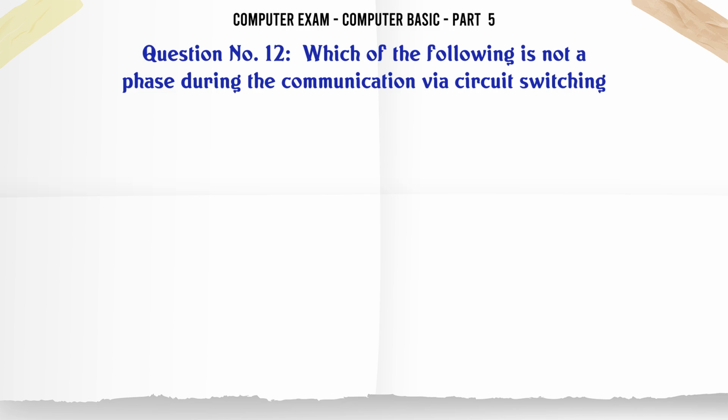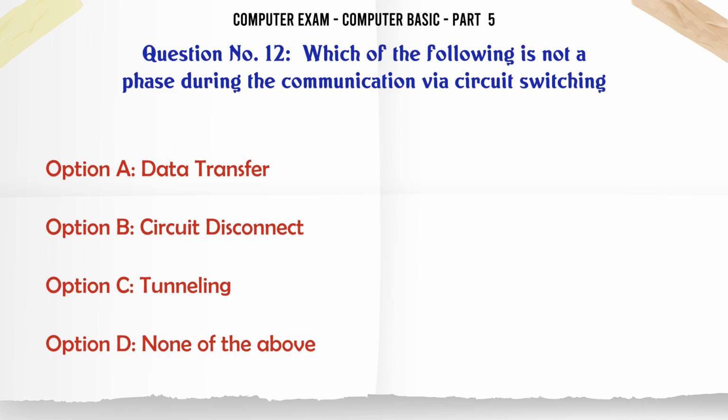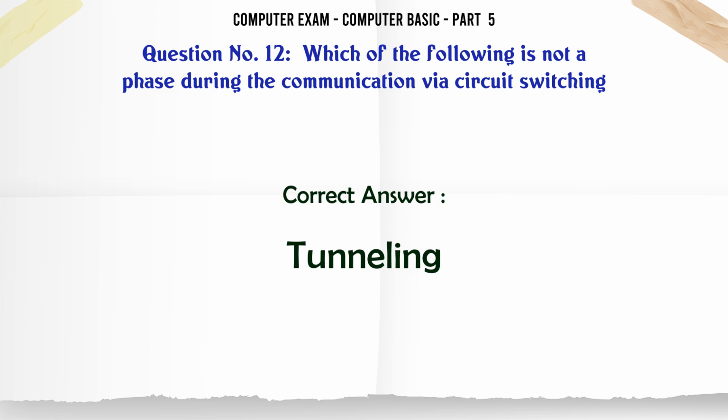Which of the following is not a phase during the communication via circuit switching? A. Data transfer. B. Circuit disconnect. C. Tunneling. D. None of the above. The correct answer is tunneling.